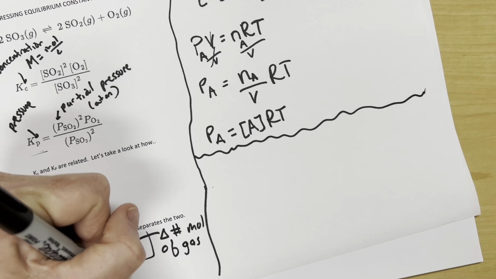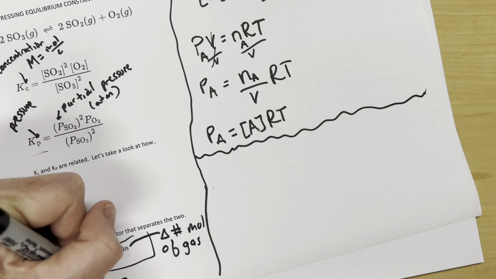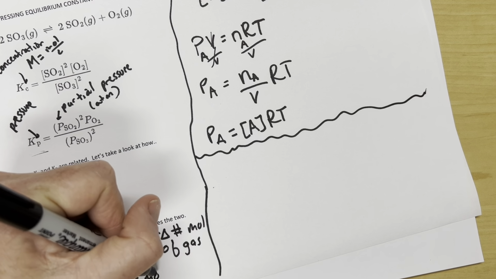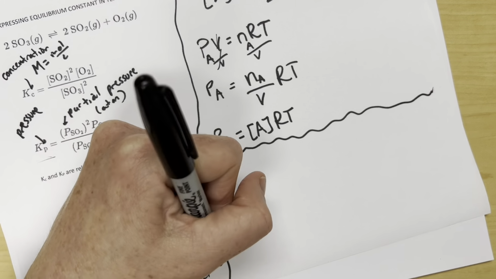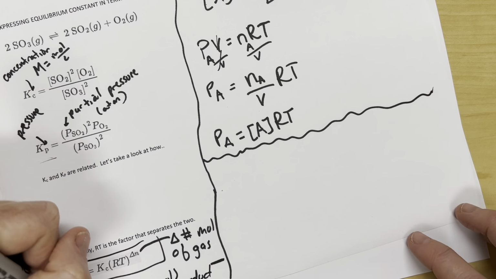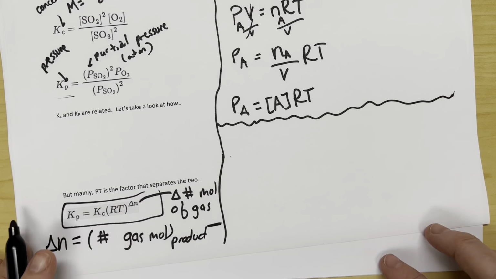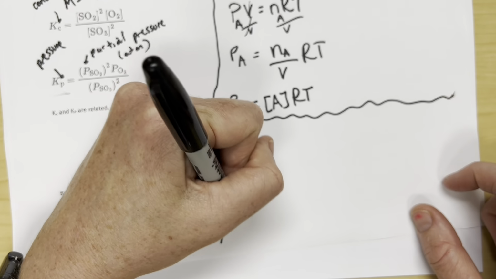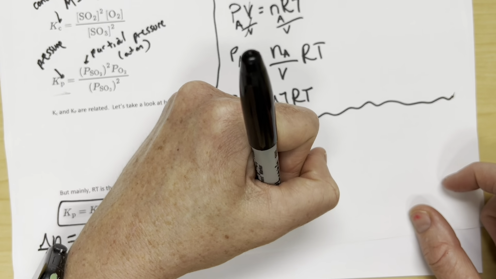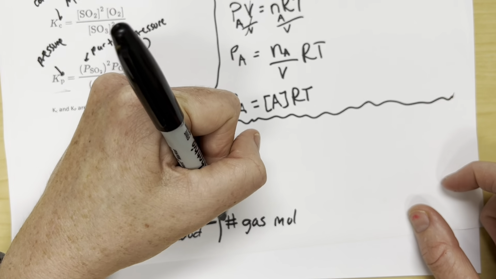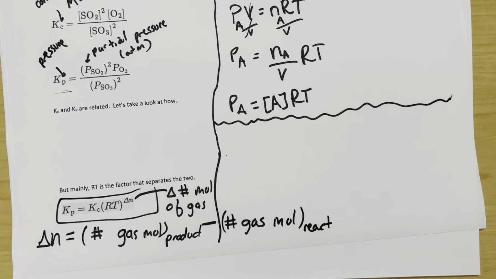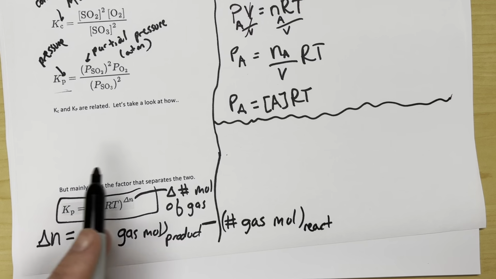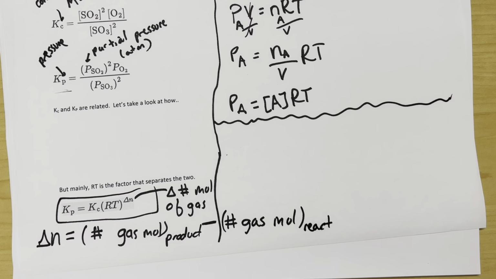In other words, delta n equals the number of gas moles on the product side minus the number of gas moles on the reactant side. Remember, we're always doing final minus initial. So that's how this equation goes. Let's use it so we can see if it makes sense.